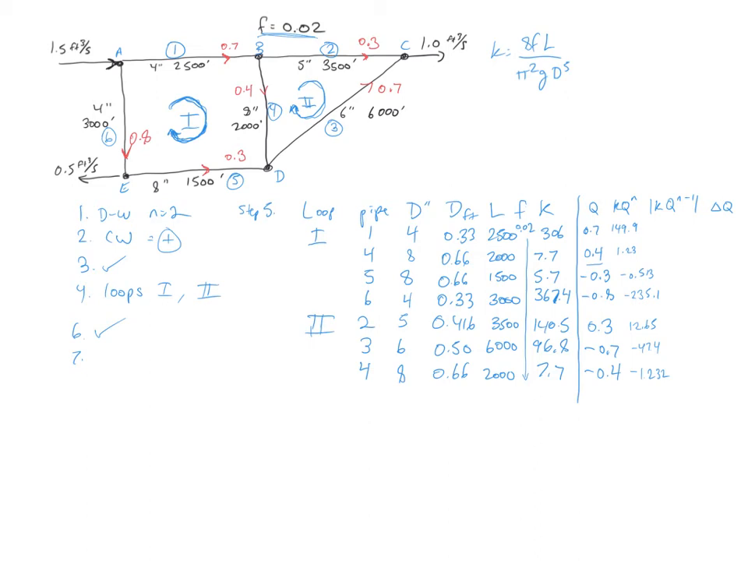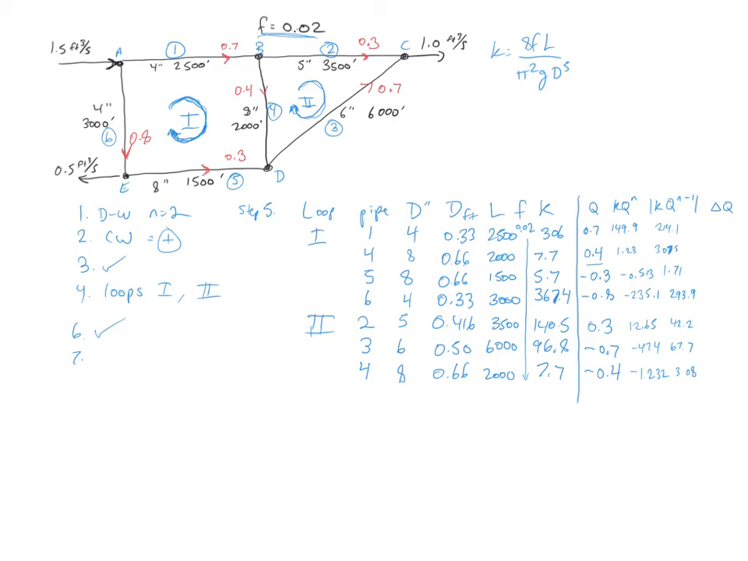Okay, now for the absolute value, KQ to the n minus 1, I get 214.1, 3.075, 1.71, 293.9, 42.2, 67.7, and 3.08.